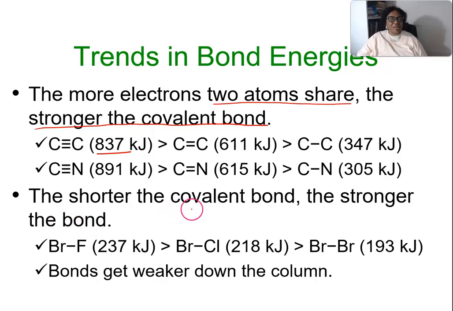The shorter the covalent bond, the stronger the bond. And when it's stronger, it has more energy. For example, bromine fluorine is shorter than bromine chlorine, and it's shorter than bromine bromine, and it even affects the energy. Bond gets weaker down the column.